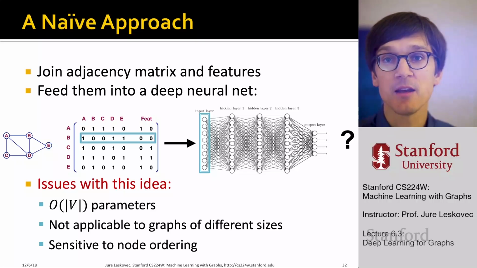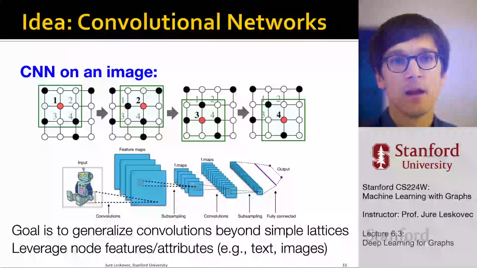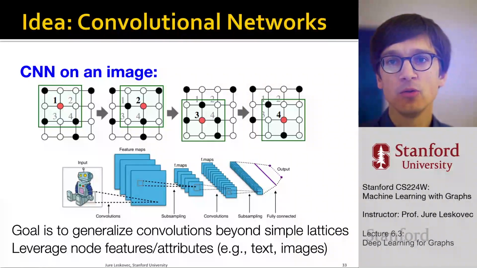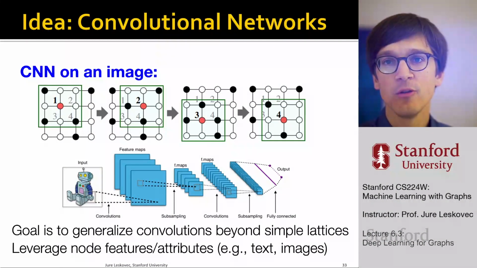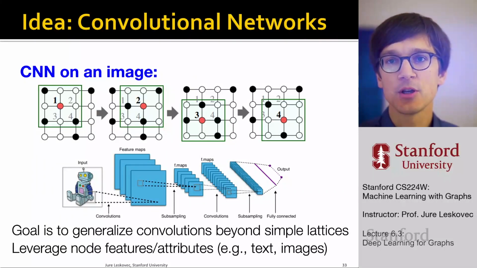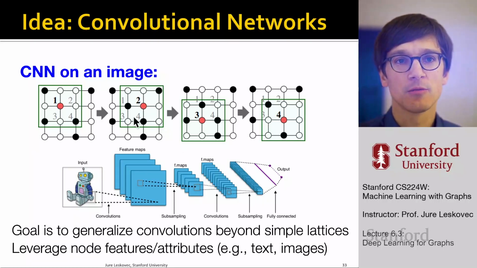So we have to be invariant to node ordering. The idea is that we are going to borrow some intuition from convolutional neural networks, from computer vision, but generalize them to graphs. Here's a quick idea about what convolutional neural networks do.